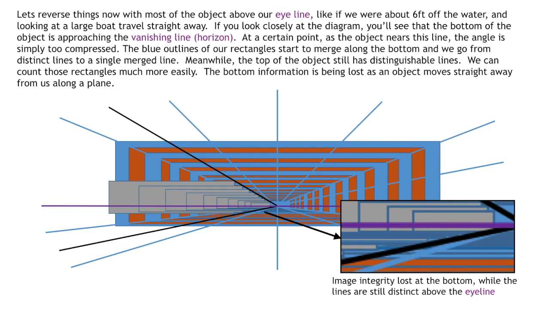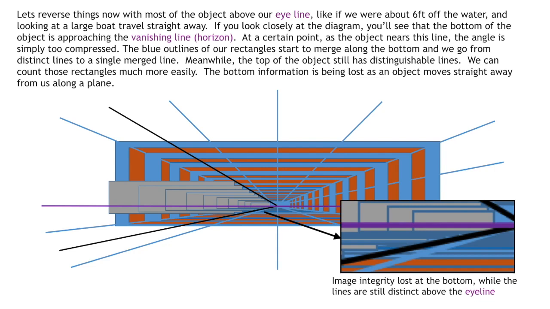If you look closely at the diagram, you'll see that the bottom of the object is approaching the vanishing line or horizon. And at a certain point, as the object nears this line, the angle is simply too compressed. You'll see down there at the bottom that the blue outlines of our rectangle start to merge along the bottom, and we go from distinct lines to a single kind of blurred merged line. Meanwhile, the top of the object still has distinguishable lines. We can count these rectangles much more easily. The bottom information is being lost as an object moves straight away from us along a plane.